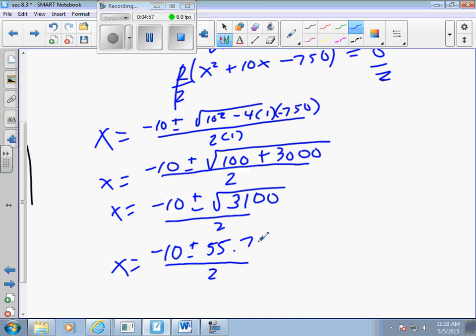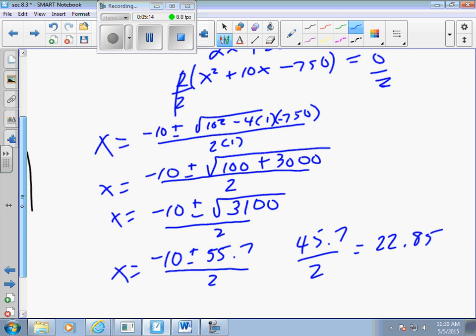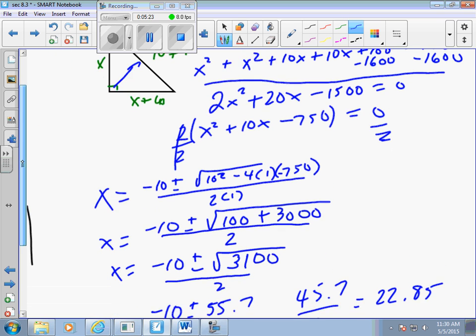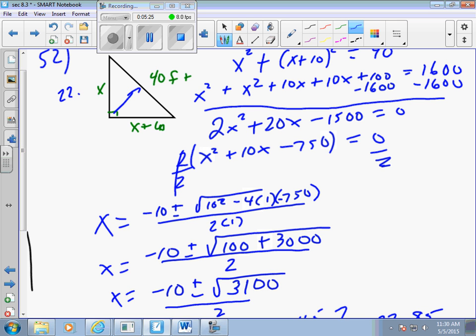So negative 10 plus 55.7 gives me 45.7, divided by 2 gives me 22.85, which is the length of this one right here. So I'm going to call that 22.85. Now this one is 10 feet longer, so that would be 32.85. Now the question is asking not how long those sides are.